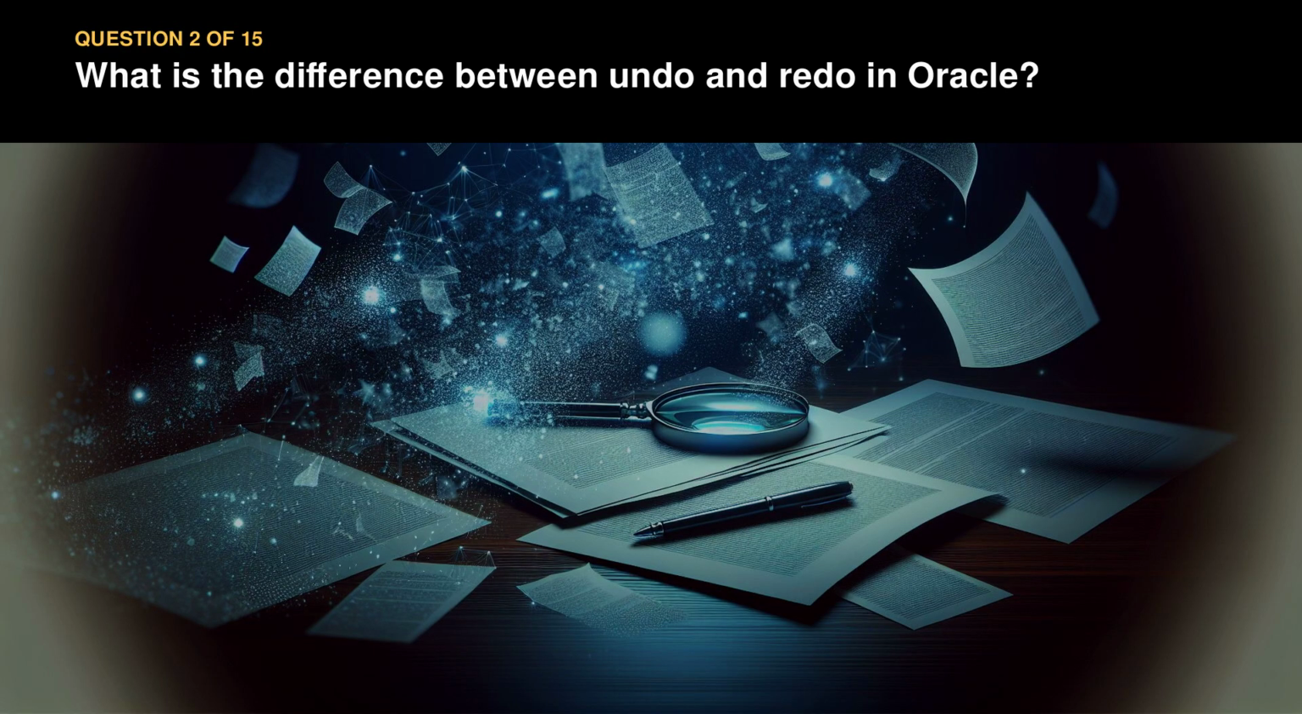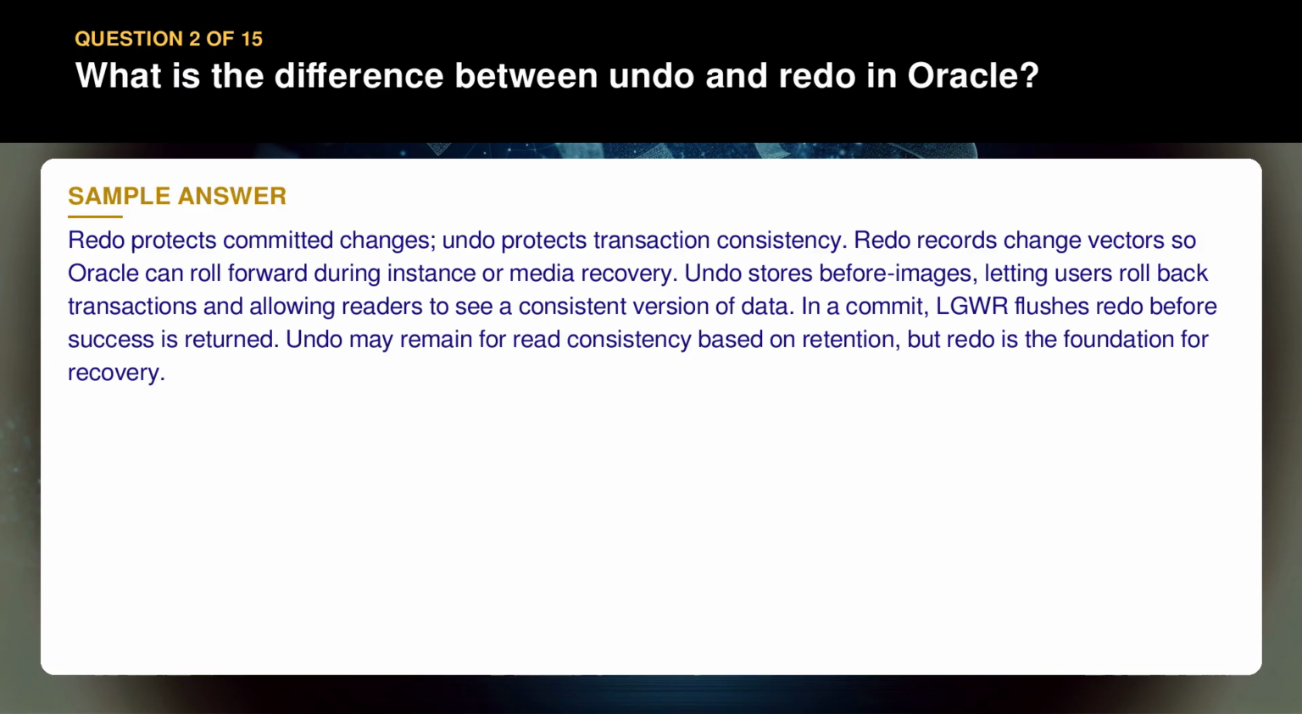Question 2. What is the difference between undo and redo in Oracle? Redo protects committed changes. Undo protects transaction consistency. Redo records change vectors, so Oracle can roll forward during instance or media recovery. Undo stores before images, letting users roll back transactions and allowing readers to see a consistent version of data.